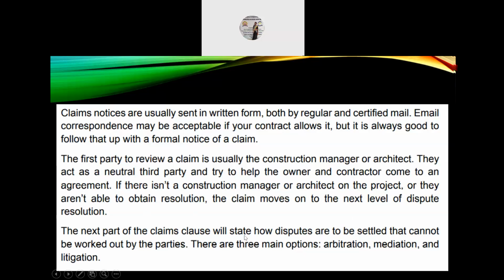The next part of the claim clause will state how disputes are to be settled that cannot be worked out by the parties. So there are three main options: arbitration, mediation, and litigation.